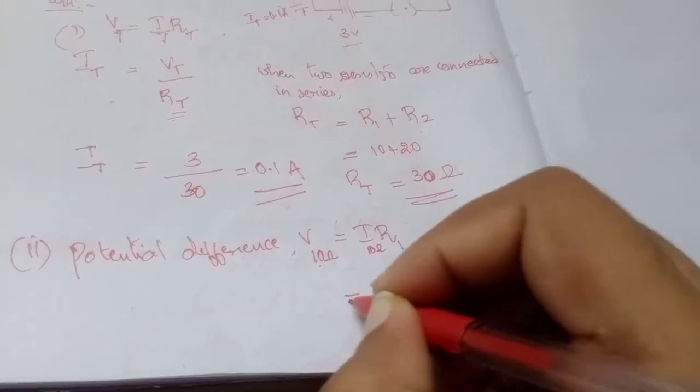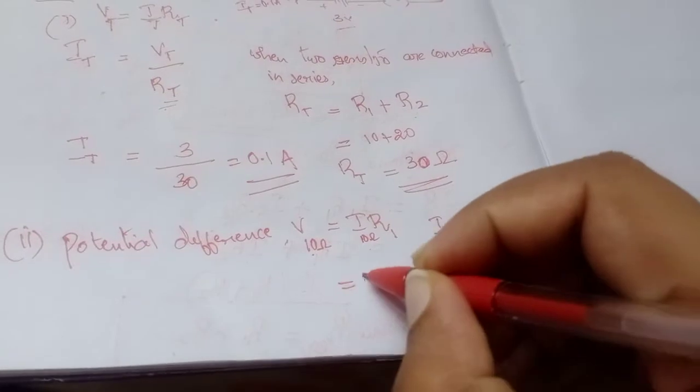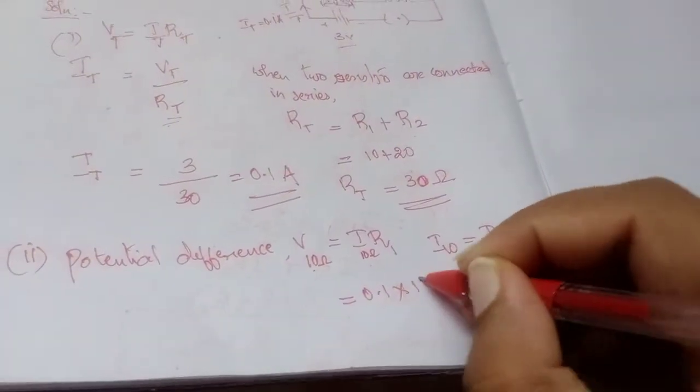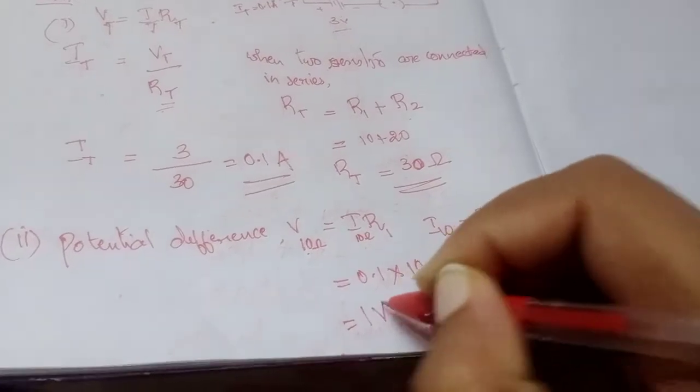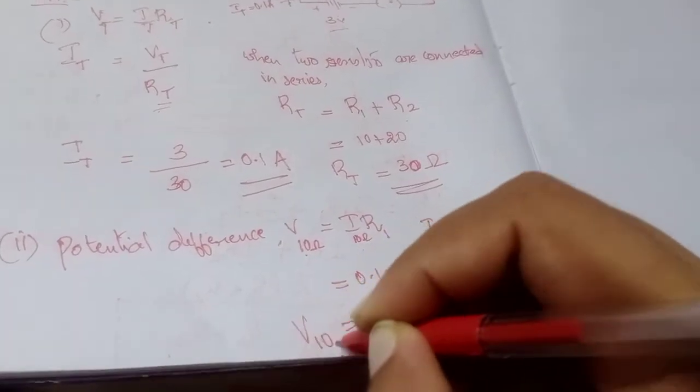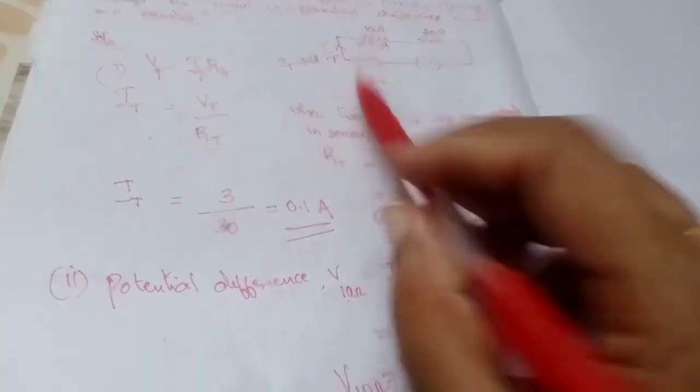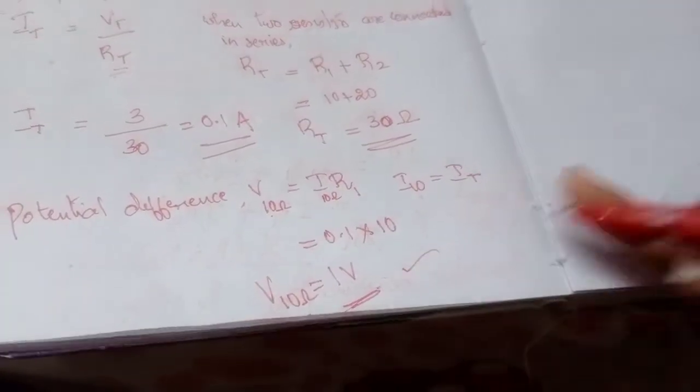Right. So now we can substitute. What is the value of total current? We found 0.1. What is the value for the resistor? 10. So 0.1 into 10 is equal to what? 1 volt. Therefore, the voltage across, or the potential difference across, the 10 ohm resistor is equal to 1 volt. So hope this is clear to you.